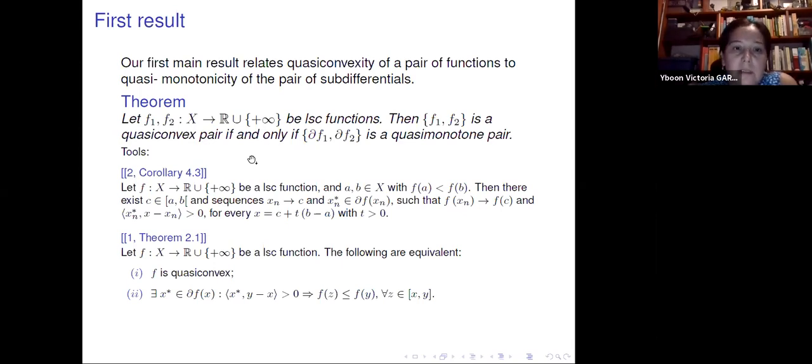The tools here are this result from Nicolas Hadjisavvas, which is more or less a mean value theorem for lower semi-continuous functions, and a result of Aussel, Corvellec and Lassonde, who give a characterization of quasi-convexity with a subdifferential. So we need both, where the function is lower semi-continuous. This is the first result that we think. So we have two families, and for the quasi-convex function, here we have the relationship between the function and the differentials.